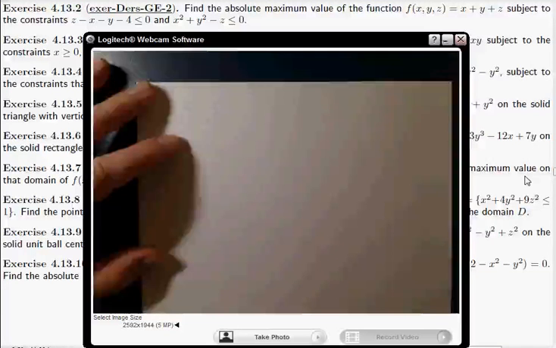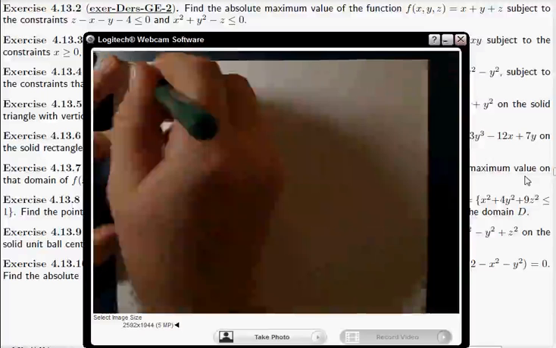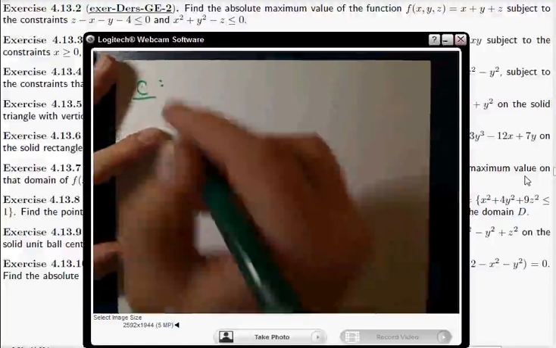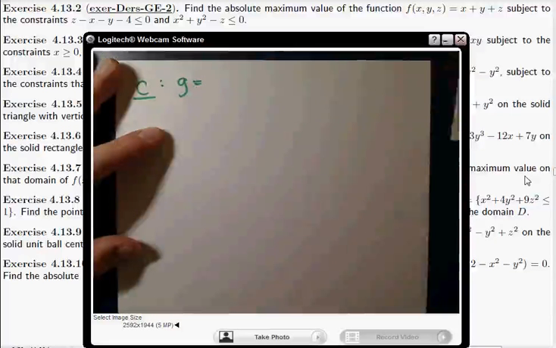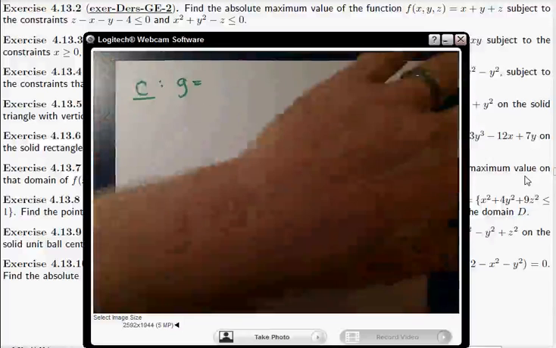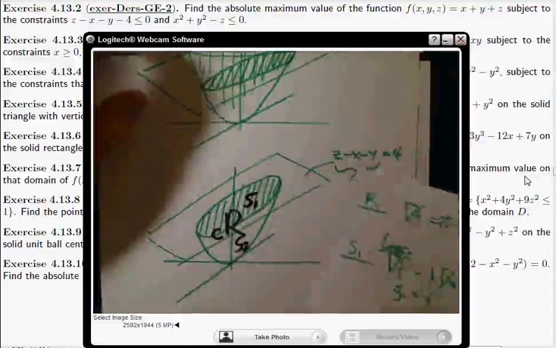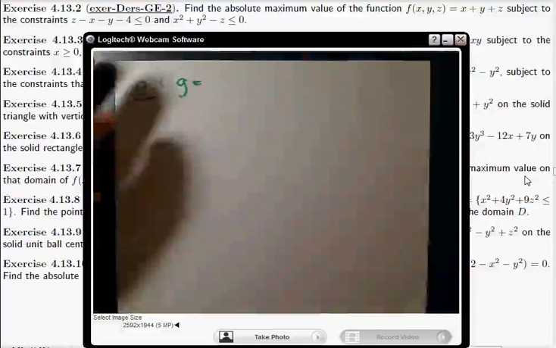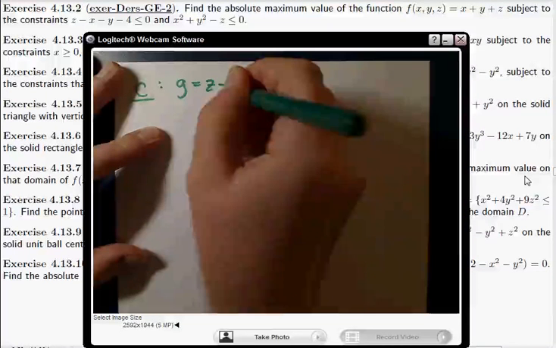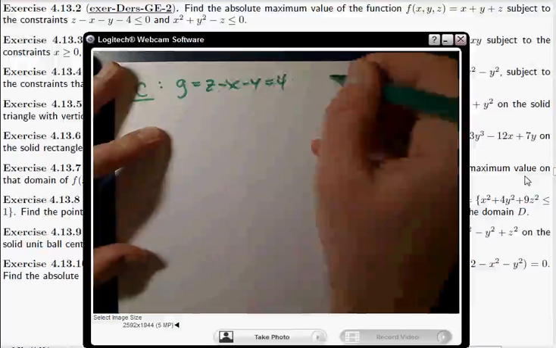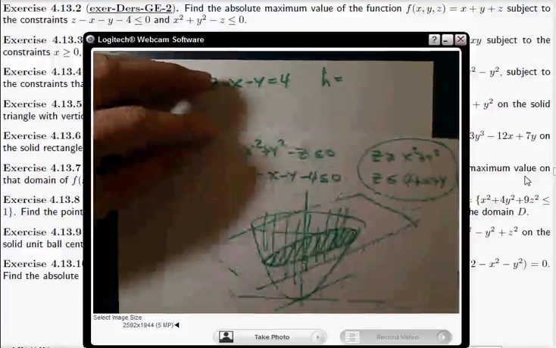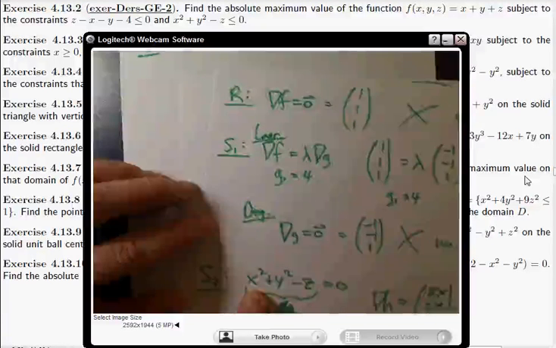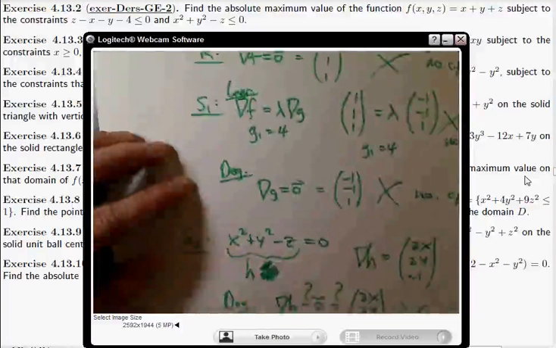On the curve, I have two constraints. There's G, and again, I made this weird choice. G is z minus x minus y, and that has to equal 4. And H, which is x squared plus y squared minus z, has to equal 0.